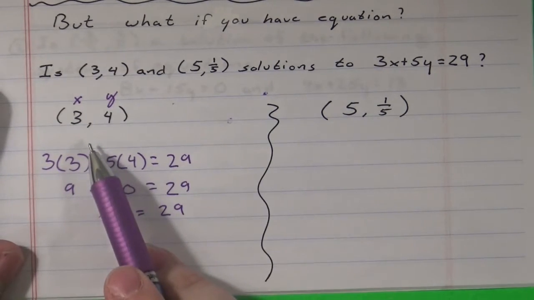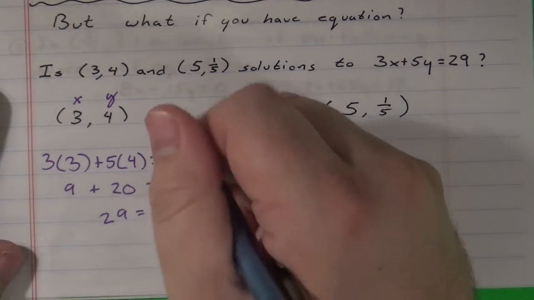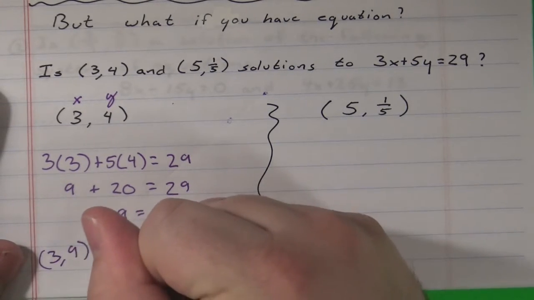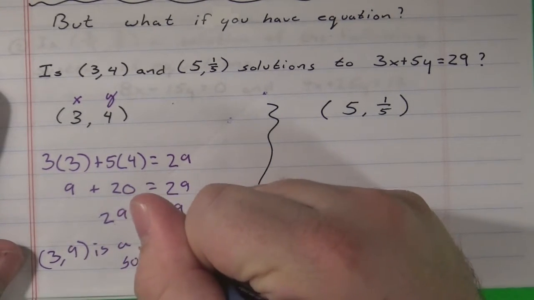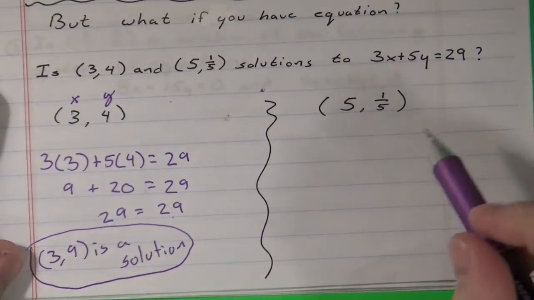So is (3, 4) a solution? According to this, yes it is, because both sides are equal. So yes, (3, 4) is a solution. All right, so let's look at the next one. We're going to do the same thing.